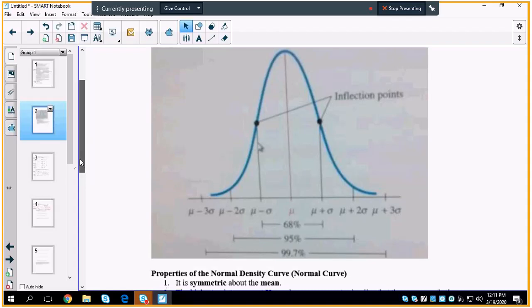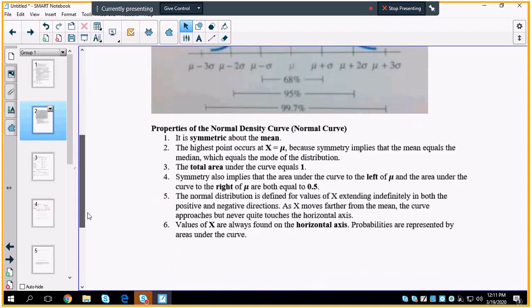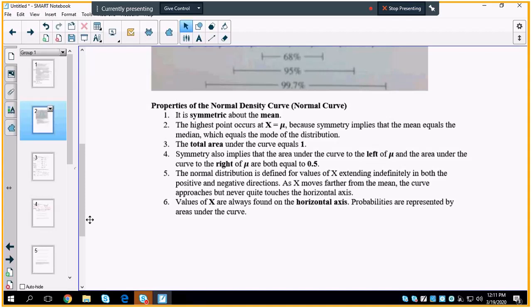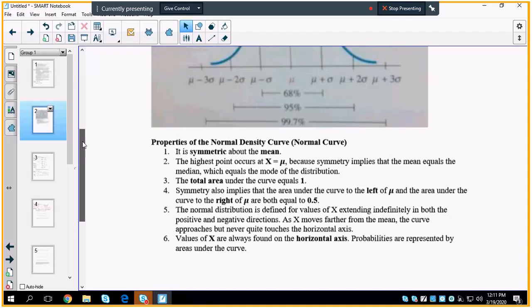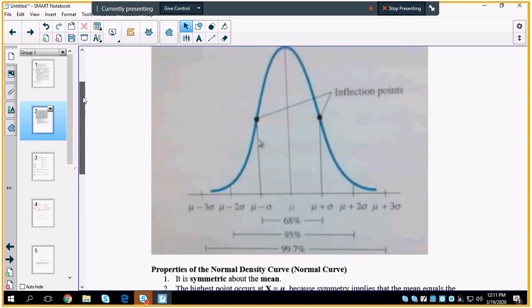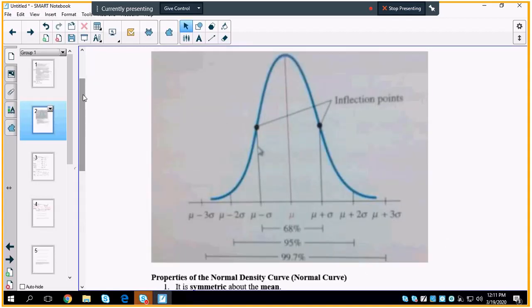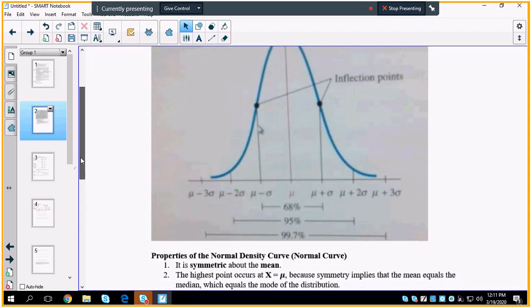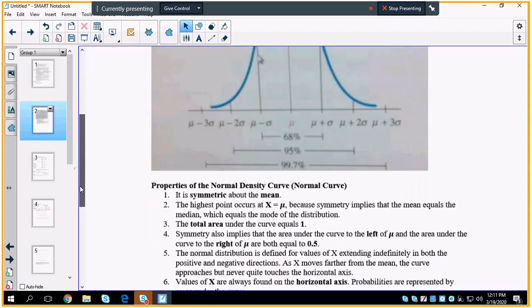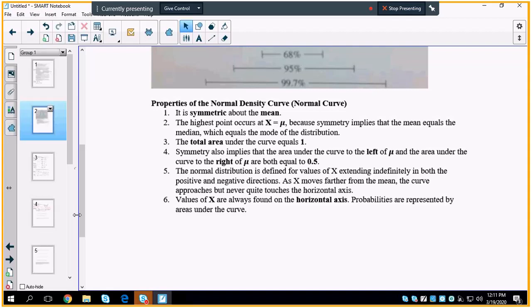Some fascinating properties of the normal distribution that we will be using for the rest of the semester. It is symmetric about the mean. So if you think of the mean as the center of the distribution, the graph is pretty symmetric on the two sides. Fascinatingly, the mean is equal to the median is equal to the mode for a normal distribution. All three central tendencies are the same. The highest point occurs at x equal to mu, so it is the mode as well.